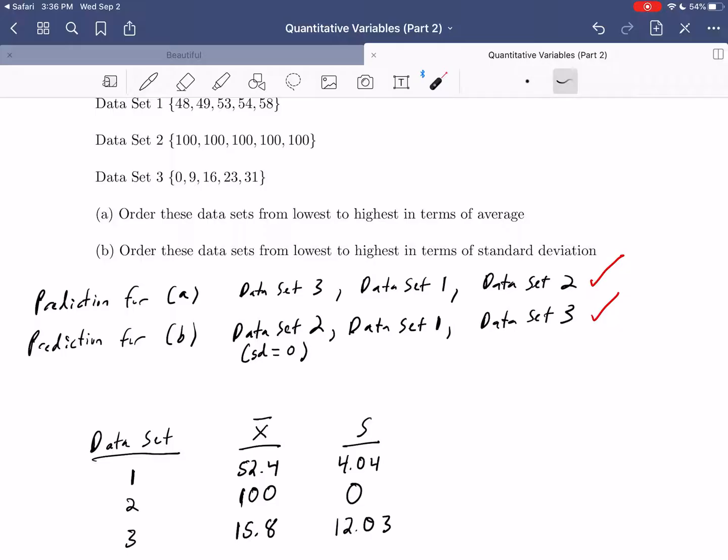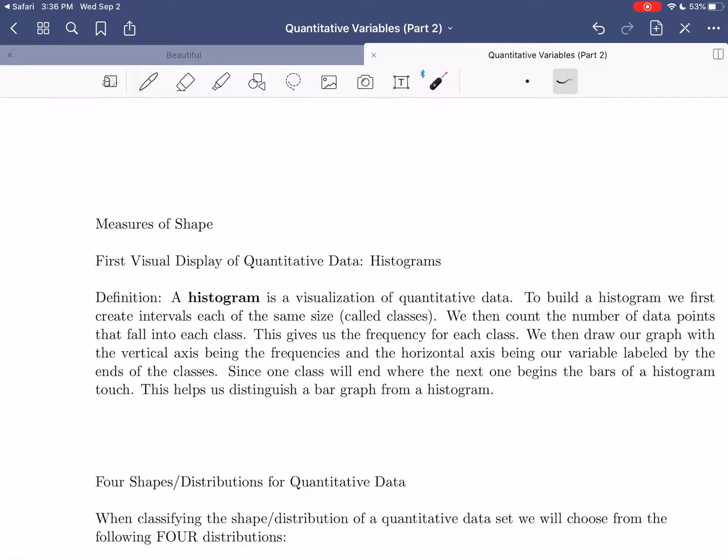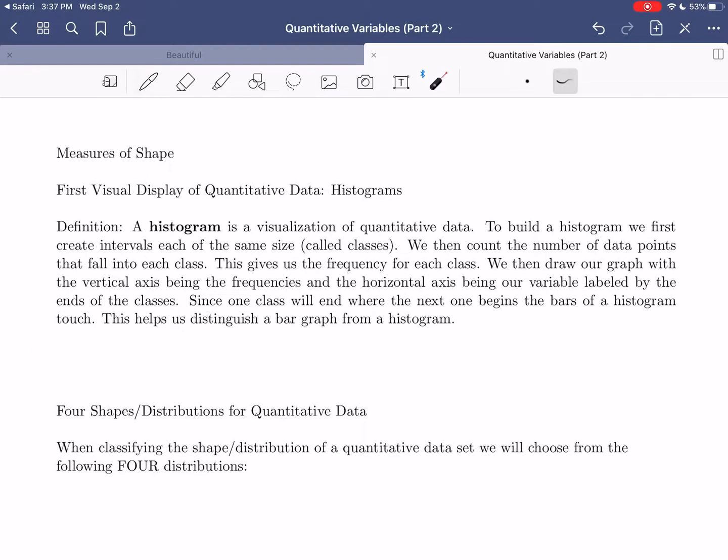Eventually, we'll learn 3 different ways to visually display quantitative data, but let's start with our first one. So in terms of measuring shape, we will always measure the shape of a quantitative data set by building a visual display. The first visual display that we'll introduce in this video is what's called a histogram. In later videos, we'll talk about what's called a stem and leaf plot, or sometimes just a stem plot, as well as what's called a box plot. For now, though, let's talk about a histogram.